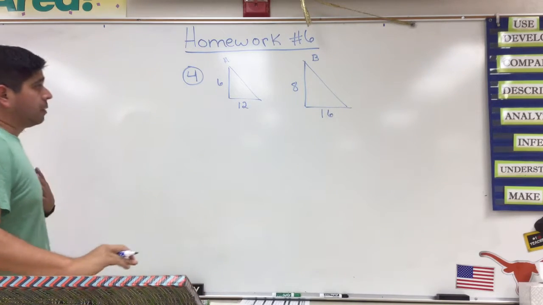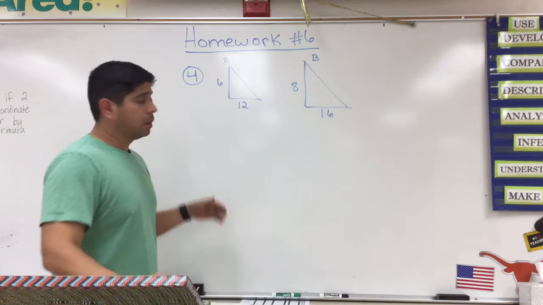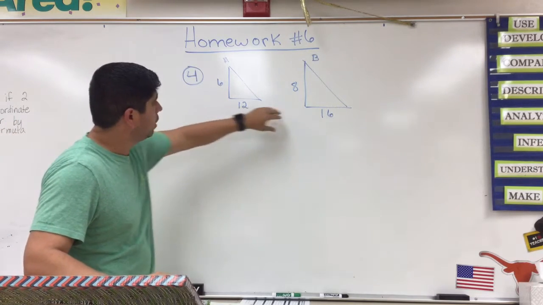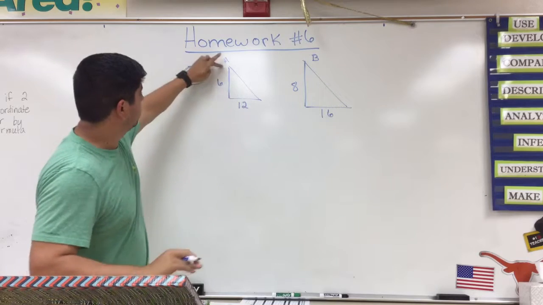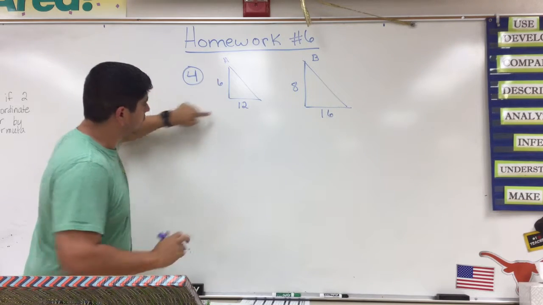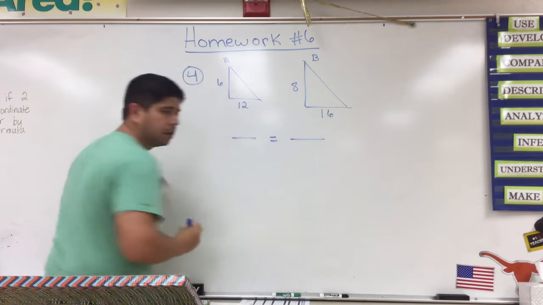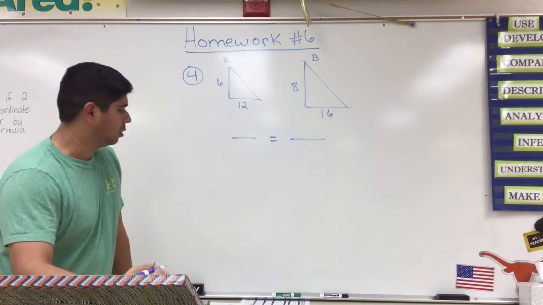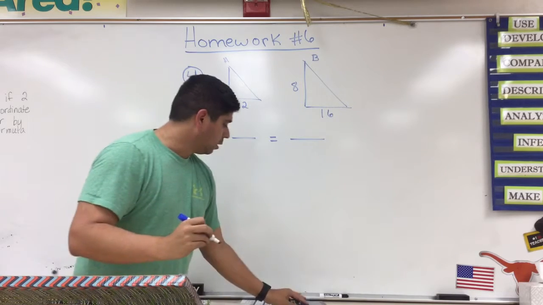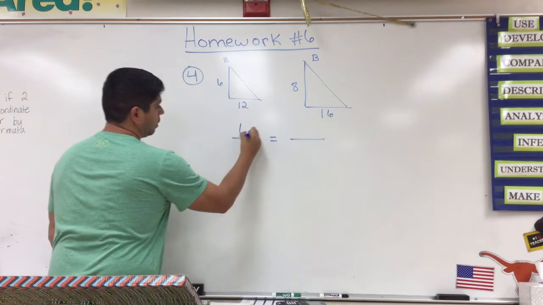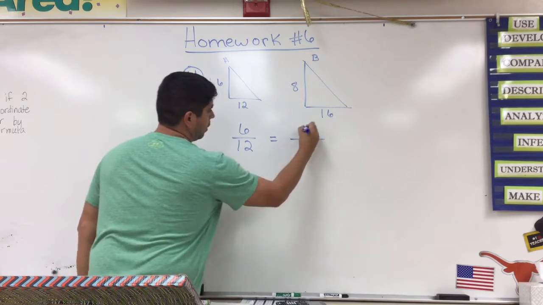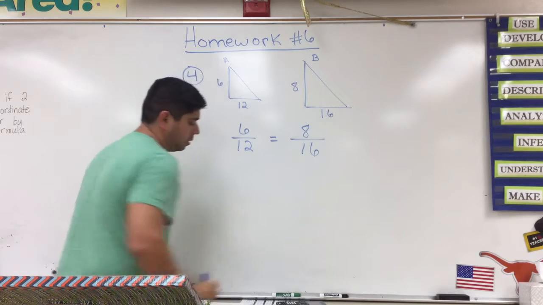So in order to be similar, we need to make a proportion. Okay, we can make a proportion from triangle A to triangle B. So we take this side length of 6 and we can put it over 12. Okay, our proportion, remember, they look like this. Might kind of jog your memory a little bit. So we have 6 over 12 and then 8 over 16.